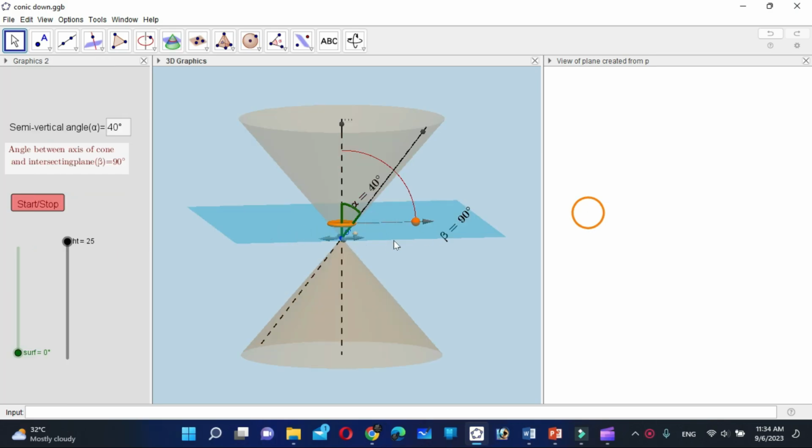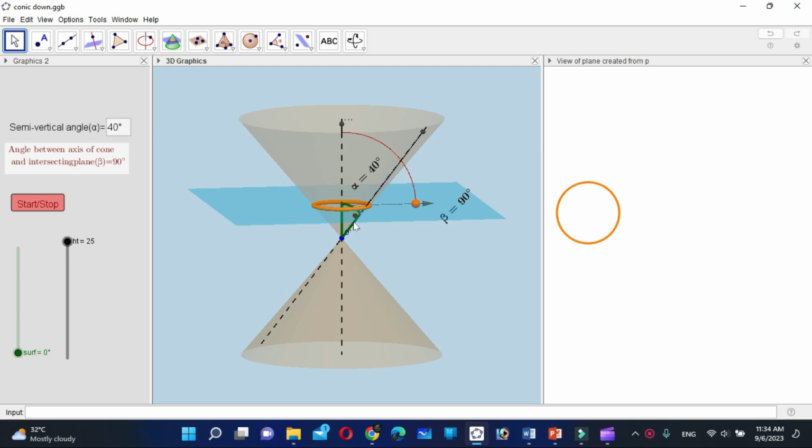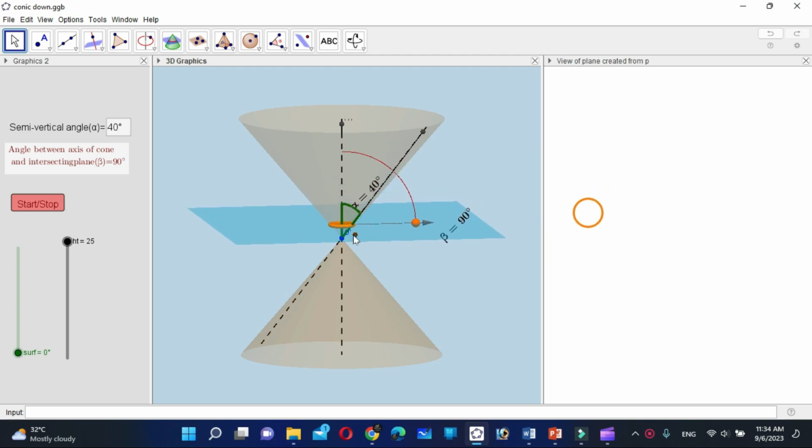Circle. A circle is formed when the cutting plane is parallel to the base of the cone or perpendicular to the axis of cone. It is defined as the set of all points that are equidistant from a central point called the center.